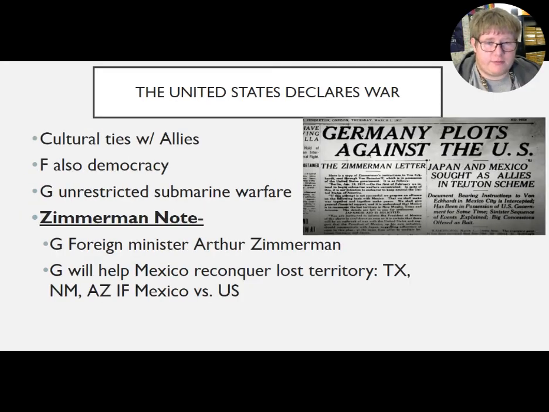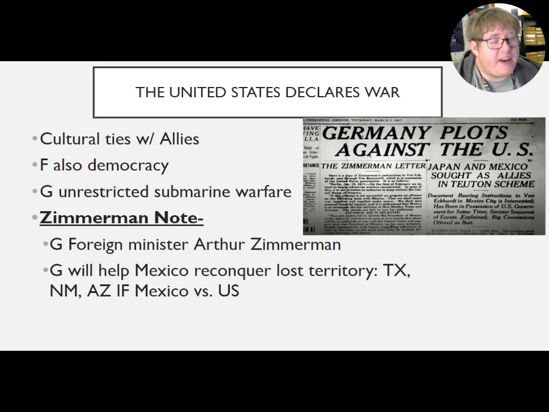Now, eventually, surprise, the U.S. will join the war on the side with the Allies. Now, there had been a lot of cultural ties with the Allies already. Again, we were British originally. French were also democratic. One of the other big issues, again, aside from Lusitania, was unrestricted submarine warfare as a whole. We didn't like it because a lot of American ships were being sunk.